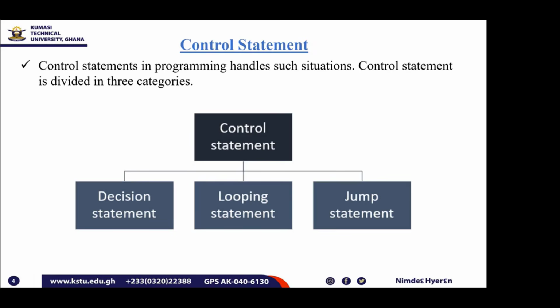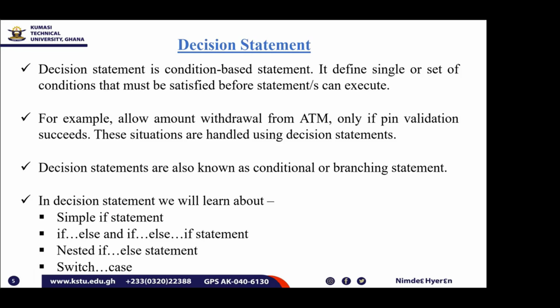Now, what are control statements? Control statements are divided into three categories. But like I said earlier on, control statements are used to execute code based on a certain condition or a statement. Control statements are divided into three. That is decision statement, looping statement, and then jump statement. These are the three categories of control statement.